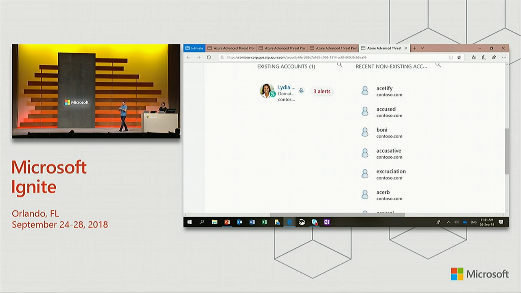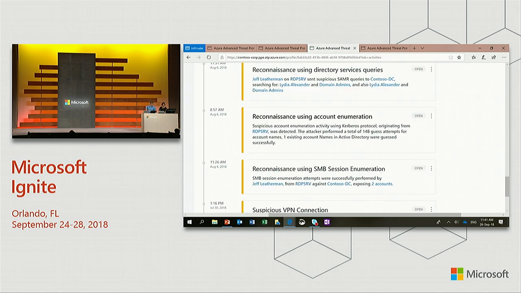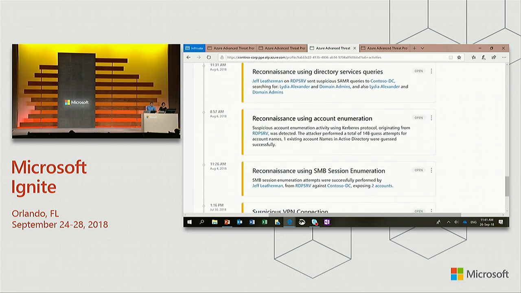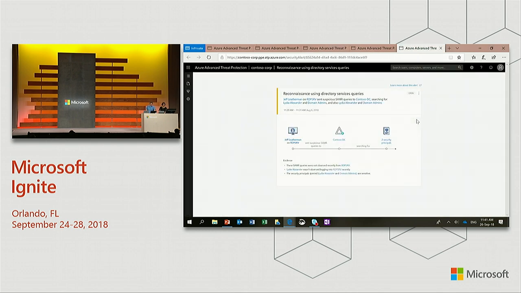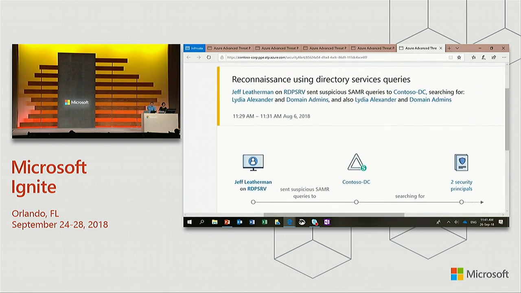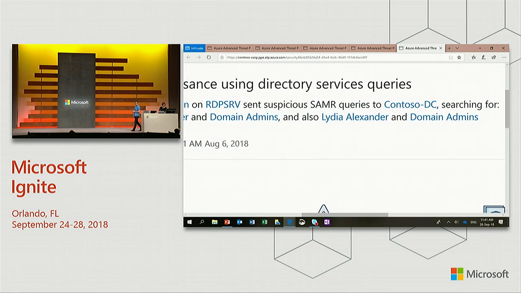If we delve into the account enumeration, it is showing me a lot of information that Jeff was actually trying to see what the usernames at the business are. So we see that it tried many usernames, Astify and Accused and Bonnie and so on and so forth. And these users do not exist in the Active Directory. One of them, Lydia, does exist in the Active Directory. So we know that Jeff is trying to build some kind of a map.